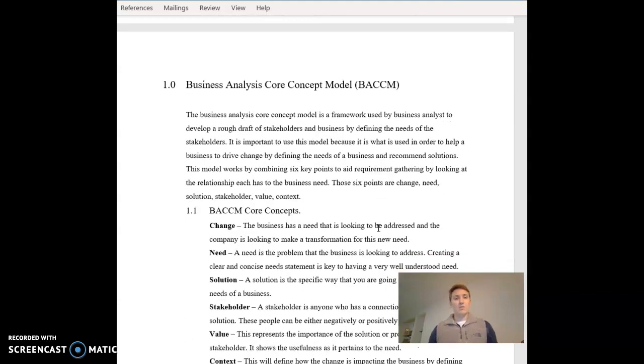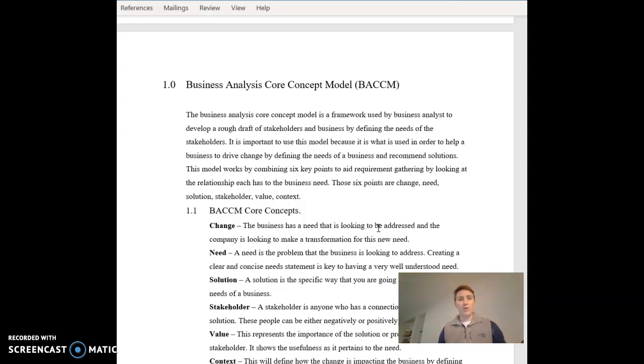First and foremost for the presentation, we're going to be talking about the Business Analysis Core Concept Model. That core concept model is a framework used by business analysts to develop a rough draft for our stakeholders and the business by defining the needs of those stakeholders. So we're going to be taking a look at requirements and recommended solutions from our stakeholders of what their needs are to fit our overall business solution.